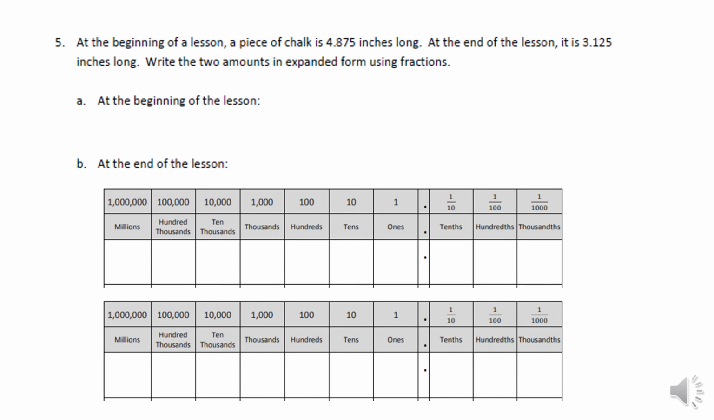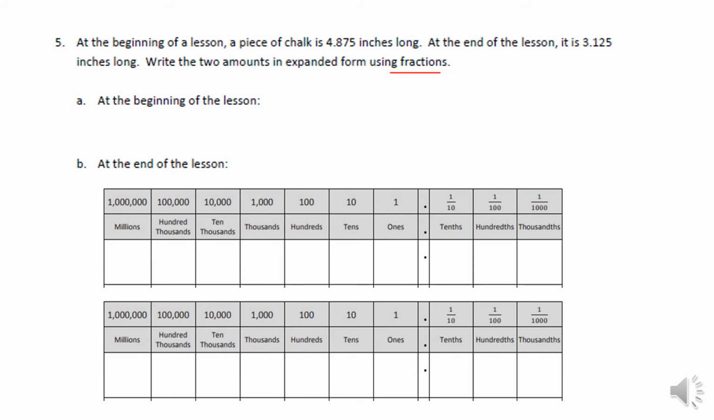Okay, question 5. At the beginning of a lesson, a piece of chalk is 4 and 875 thousandths inches long. At the end of the lesson, it is 3 and 125 thousandths inches long. Write two amounts in expanded form using fractions. Okay, that's a key word right there saying using fractions. So I'm going to go ahead.